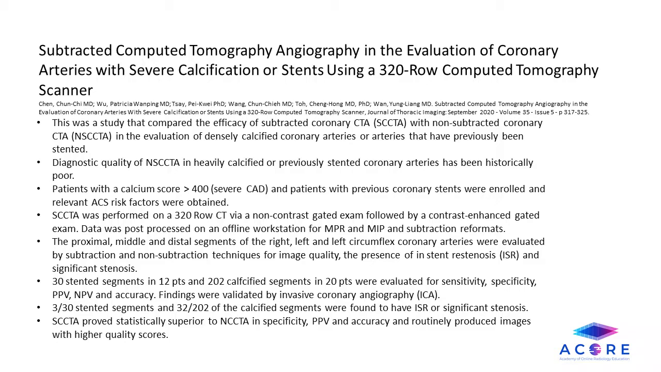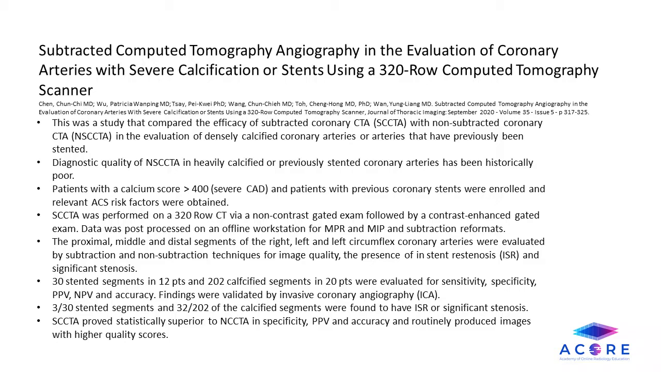3 out of the 30 of the stented segments and 32 out of the 202 segments of the calcified regions were determined to represent in-stent restenosis or significant stenoses. Subtracted CTA proved statistically superior to the non-subtracted exam in specificity, accuracy, and PPV for the stented and heavily calcified groups, with an impressive specificity of 100% and 97.6%, compared to 55.6% and 76.5% respectively.